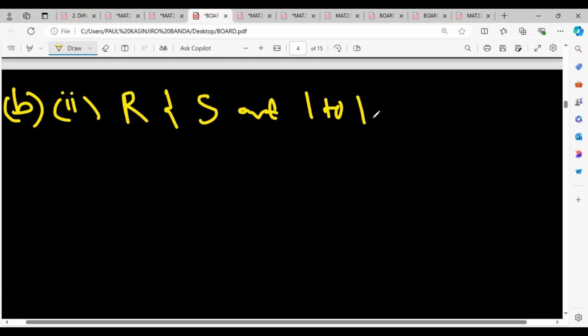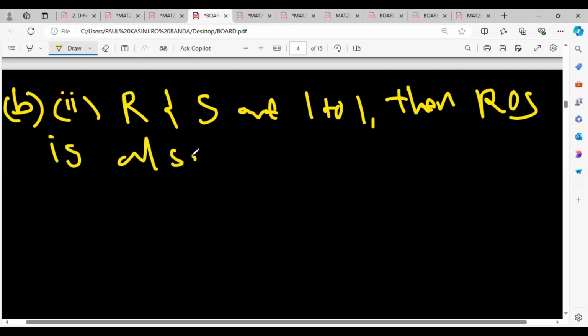So B2 here, we're just proving that if two functions are one-to-one, then even their composition will also be one-to-one. So if R and S are one-to-one, then we must prove that R of S is also one-to-one. We know the definition of the one-to-one relation: no first coordinates should have different second coordinates. That's how we defined it, right? So we're actually going to use that same principle.